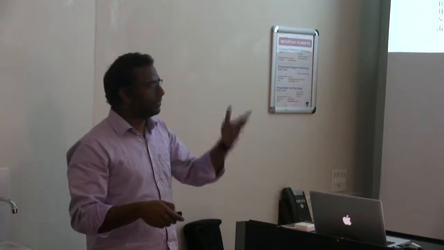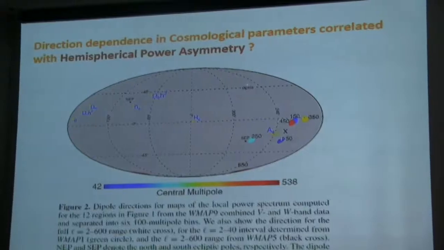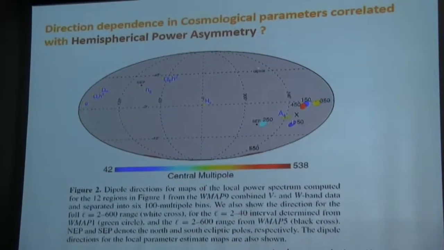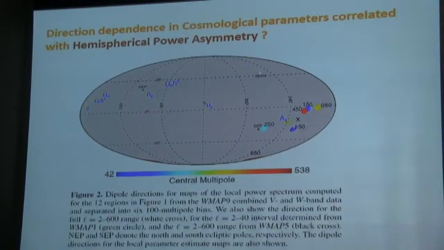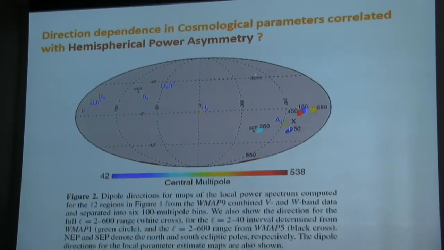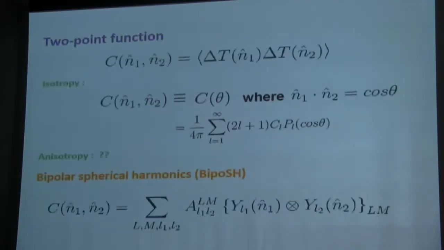So another implication is that the dipole anisotropy that I showed earlier... when you compute cosmological parameters from different sky directions, it was found that the cosmological parameters also have a mild dipole dependence, which is correlated with the hemispherical power asymmetry. I can elaborate on that. These dipoles for the cosmological parameters are correlated with the dipole axis of the hemispherical power asymmetry. So how can you quantify isotropy?